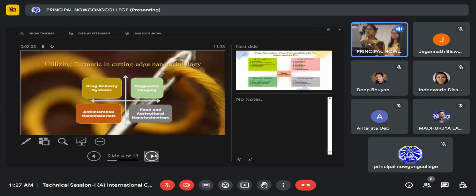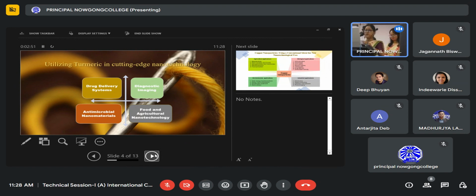For the utilization of turmeric in cutting-edge nanotechnology, we have the drug delivery system, where curcumin-loaded nanoparticles have been developed to improve the solubility, stability, and viability of curcumin. The nanoparticles encapsulate curcumin, protecting it from degradation and enhancing its delivery to target tissues and cells. Then, for diagnostic imaging, turmeric nanoparticles have been utilized as contrast agents for imaging techniques such as magnetic resonance imaging, MRI, and fluorescence imaging.